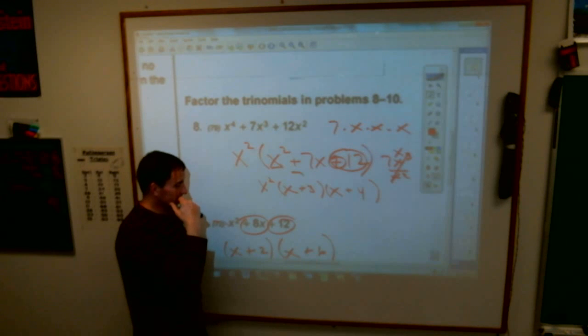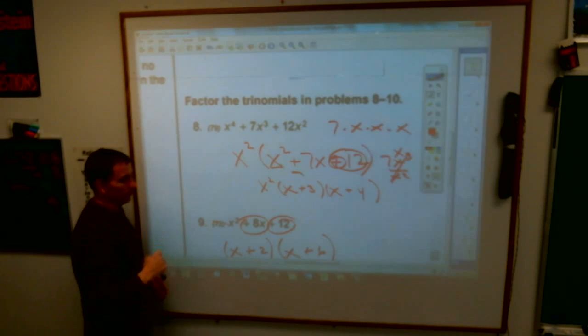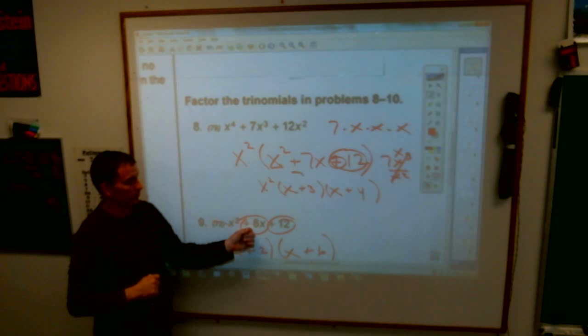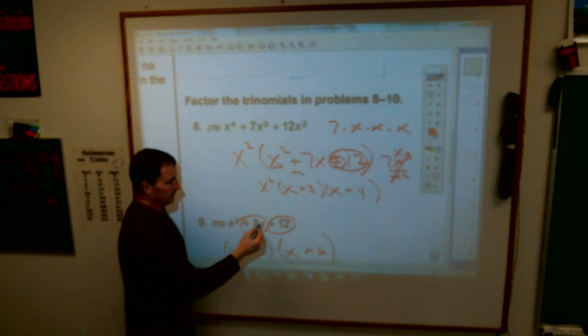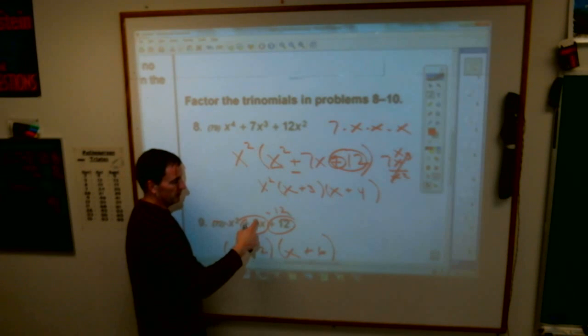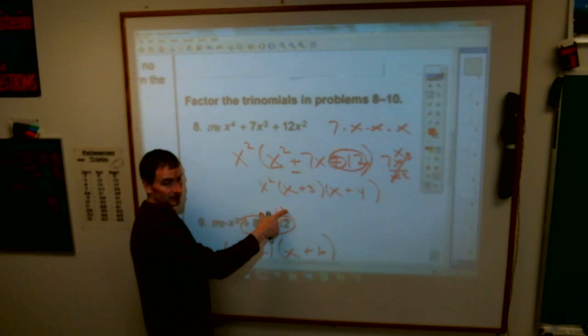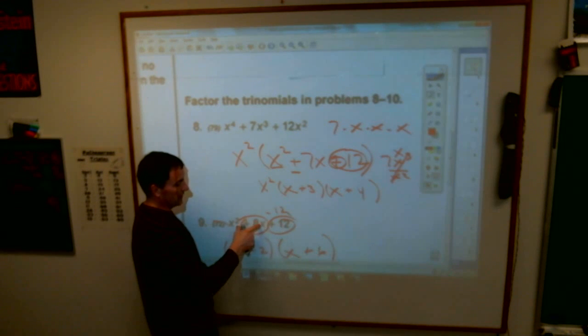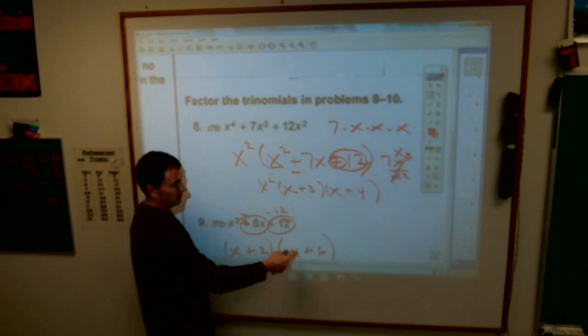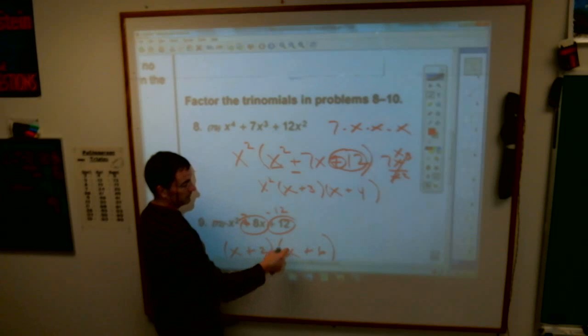That maybe makes sense, I don't know if that makes sense to me. The only way for them both to be positive here is for them both to be positive. If this was a negative 12, then one has to be negative, one has to be positive, because there's no other way to get negatives. If they're positive at the end, either both negatives or both positive. Had this been a negative 8x, both of these would have had to be negative.